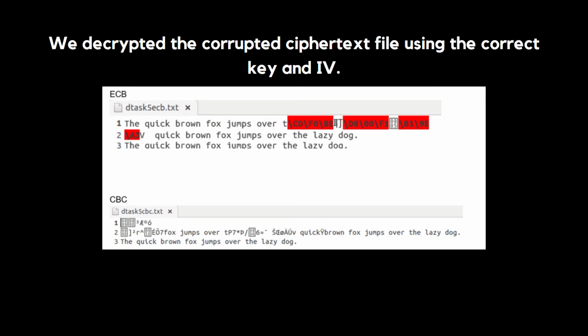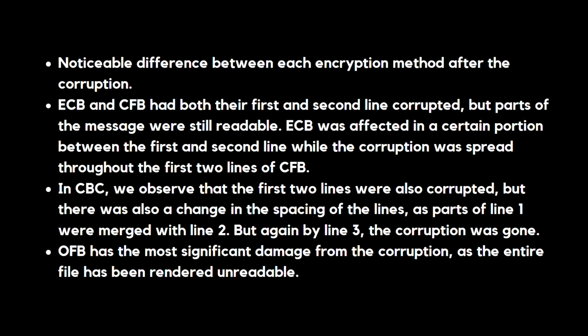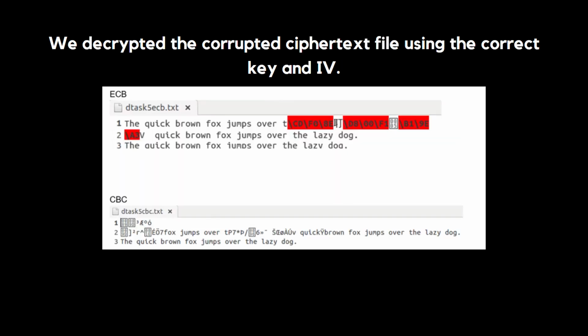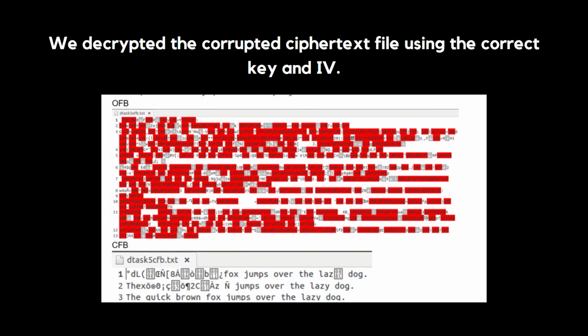So that's ECB on top, CBC on the bottom. And next is OFB, and then CFB. And so from this, you can see that there's a noticeable difference between each encryption method. ECB and CFB had both their first and second line corrupted. But the parts of the message are still readable. As you can see, in CFB you can still read quick brown fox, especially in the third line. ECB also in the third line.